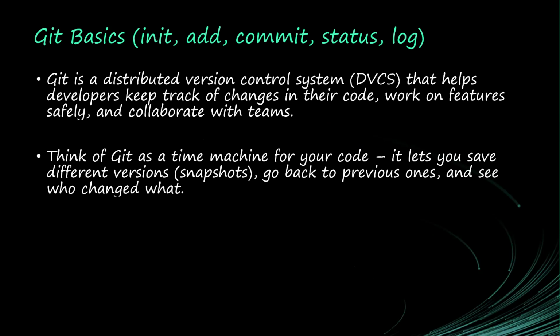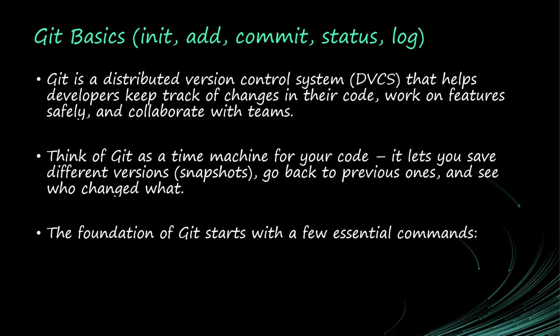So think of Git as a time machine for your code. It lets you save different versions, different snapshots. If you make any change to your code, you can save that particular change that you made. You can also go back to previous ones and see who changed what. So it's about keeping track of the changes happening on your files, on your code base. It's not only code, it can be files, it can be videos, it can be anything at all.